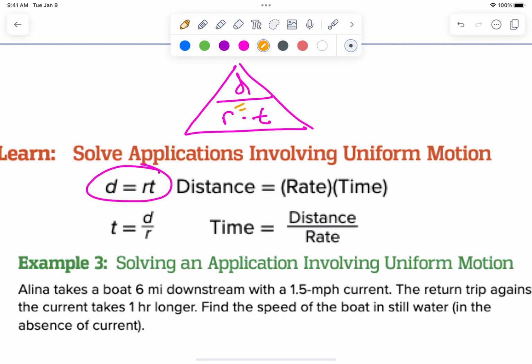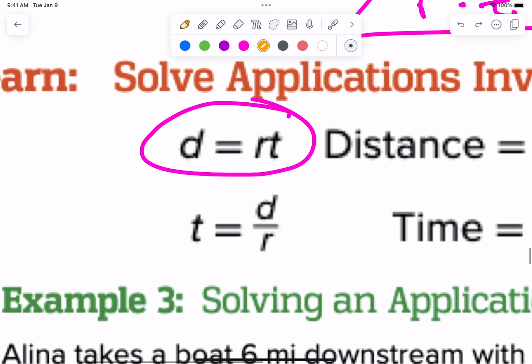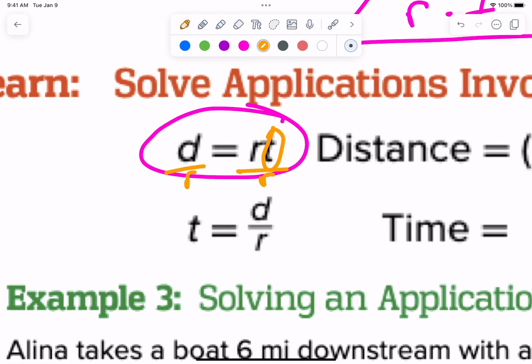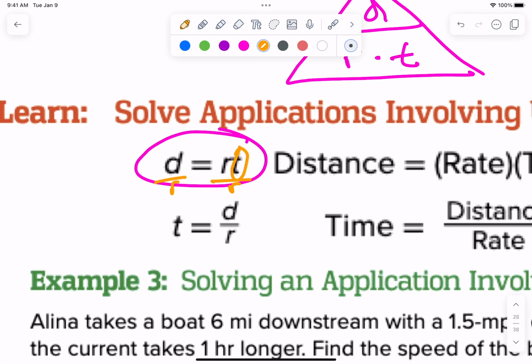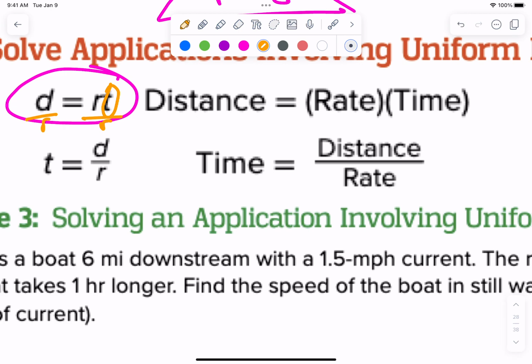So R would be equal to D over T, or T is equal to D over R, or D is equal to R times T. You see how that works? That's a triangle thing. Let's not do that. I'm just gonna look at this equation right here. If we're trying to solve for T, if you know distance equals rate times time, you would divide by R. So distance divided by rate gives you time. So you can alter that equation to solve for what you want.